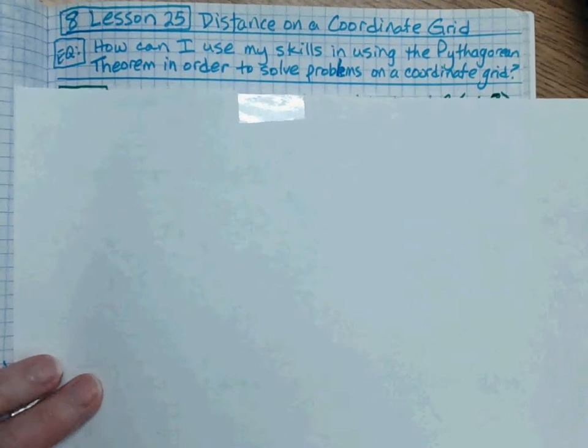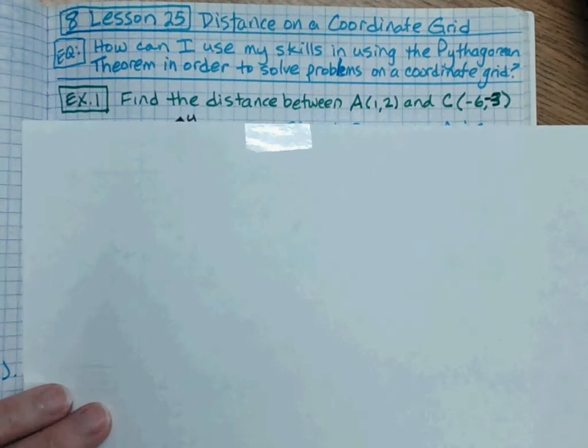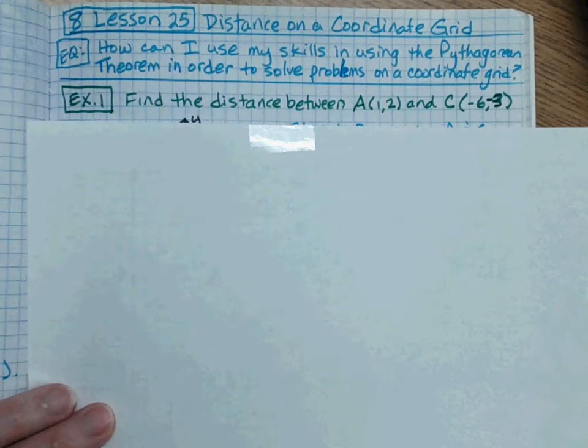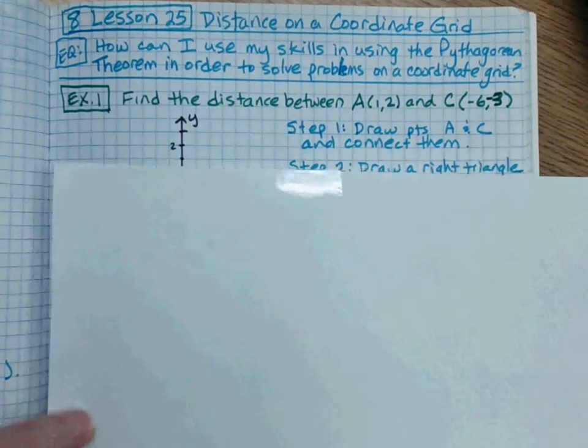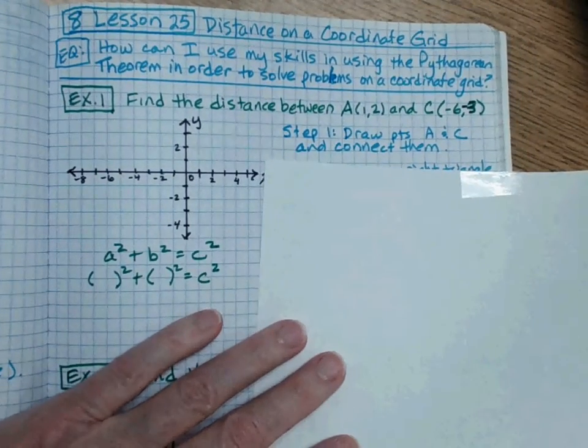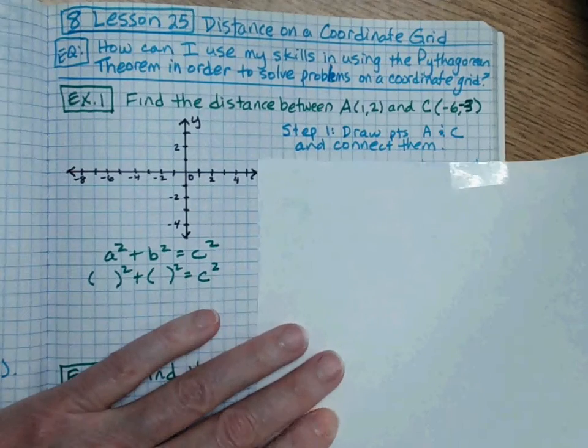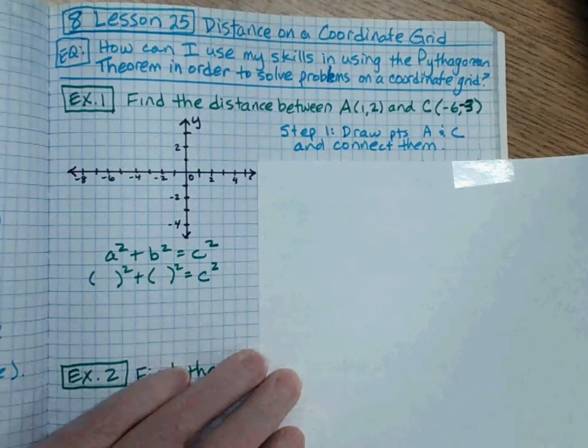Anyway, so the first example, and this is a lesson which is best done by just doing examples. How can I find the distance between point A, which is (1, 2), and point C, which is (-6, -3)? Now the first step is to draw the 2 points and then connect them. So that's what I'm going to do.